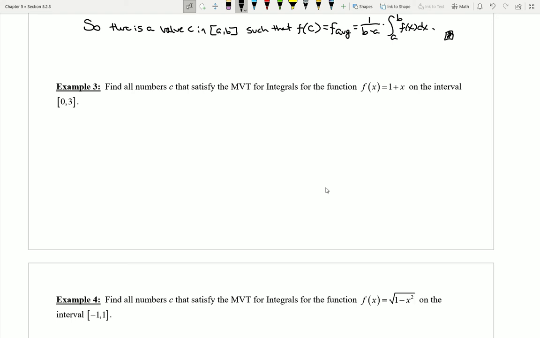So let's take a look here at examples number 3 and 4. I want to find all of the different values of c that satisfy the mean value theorem for integrals for the function f of x equals 1 plus x. Notice this was the function that we looked at back in example 1.